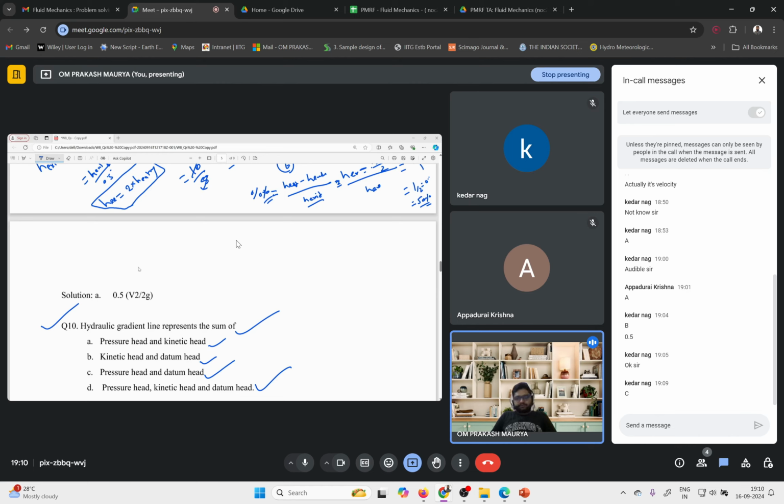Okay, you are telling the option C, that is the pressure head and the datum head. If I ask about the energy gradient line, then what will be the correct option? A, B, C, D, which one? If I ask about the energy gradient line. Okay, option D.